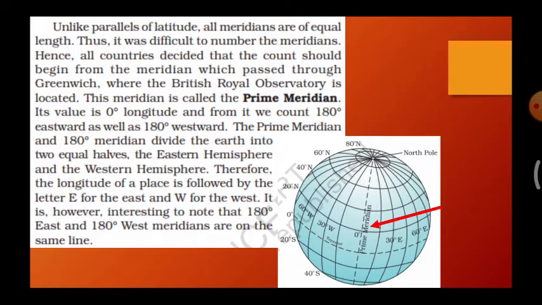It is however interesting to note that the 180 degree east and 180 degree west meridians are on the same line. So we can see that the 180 degree from both the sides will meet together. That is, 180 degree is common for both east and west.